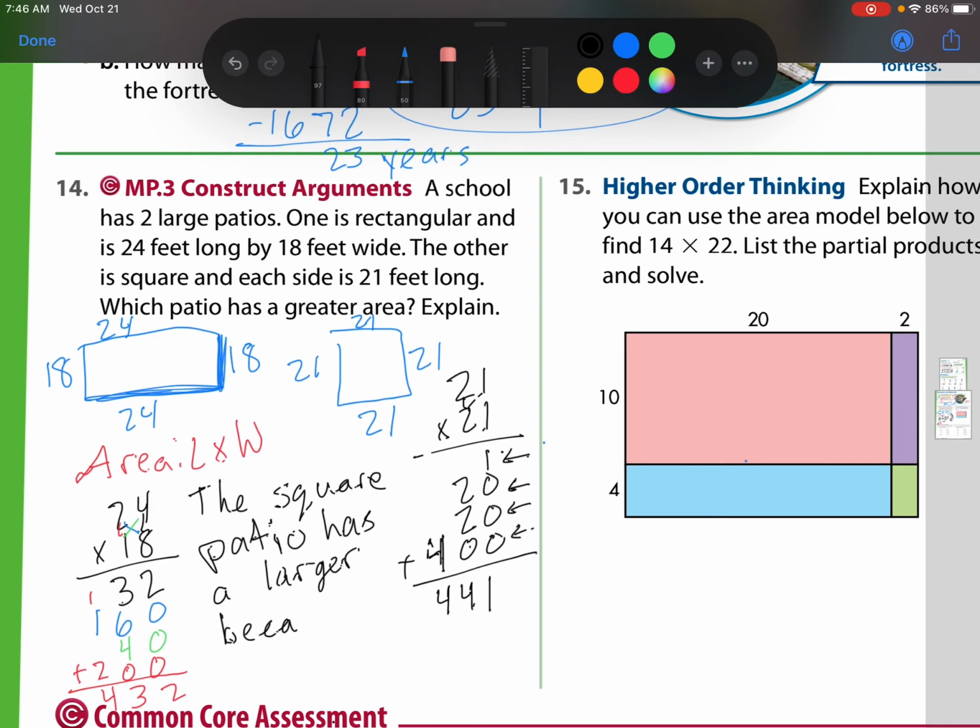Let me give one more try. The square patio has a larger area because, there we go. Has a larger area because 441 is greater than 432. There, our pen's working much nicer now.